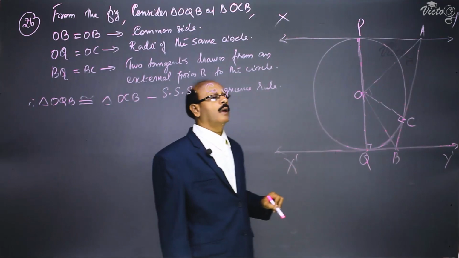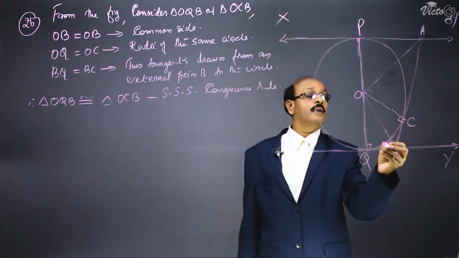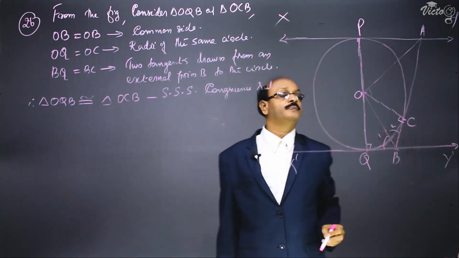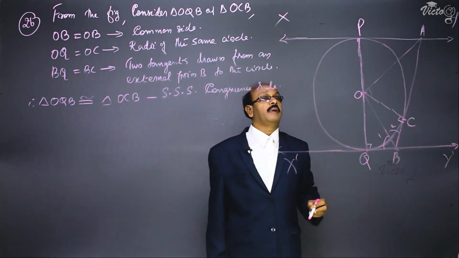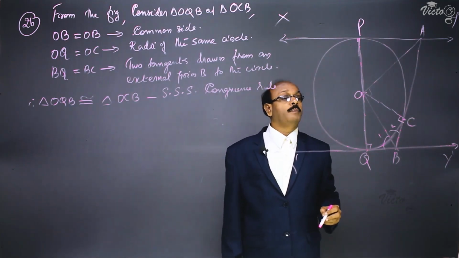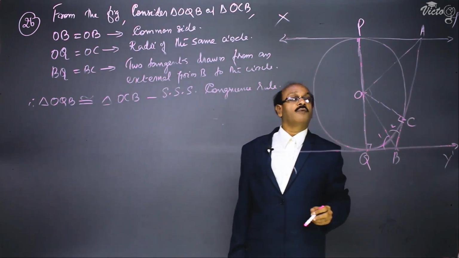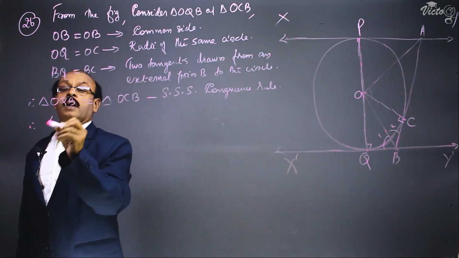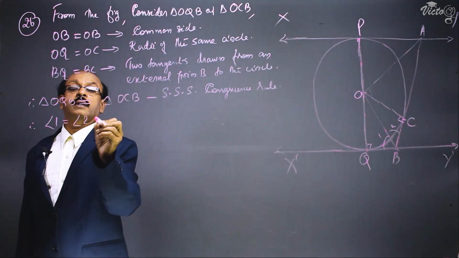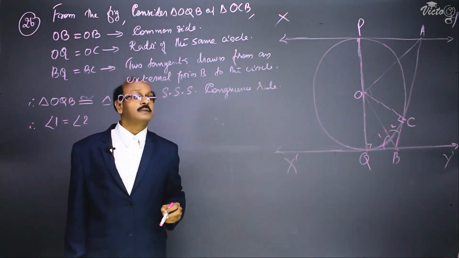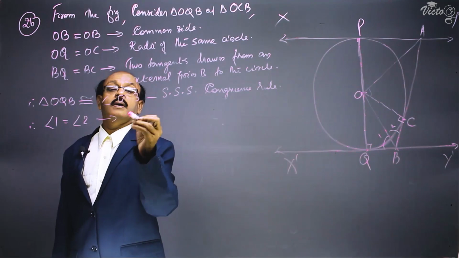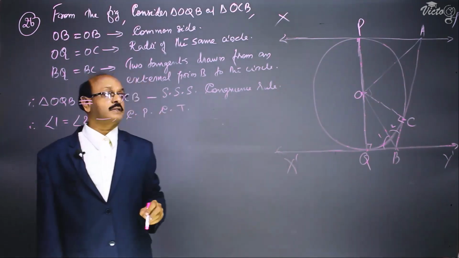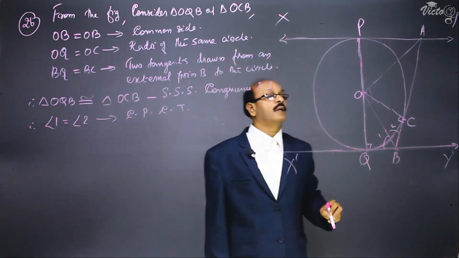Therefore, mark it as angle 1 and this as angle 2. That means angle OBQ is equal to angle OBC. Angle 1 is equal to angle 2. Reason: CPCT, corresponding parts of congruent triangles. That is the reason.